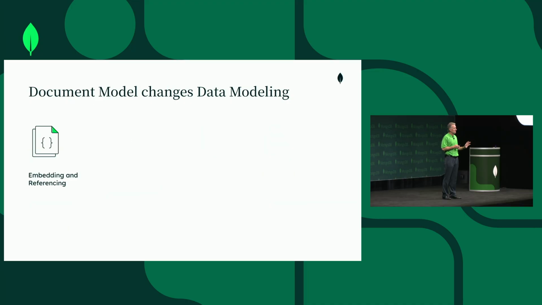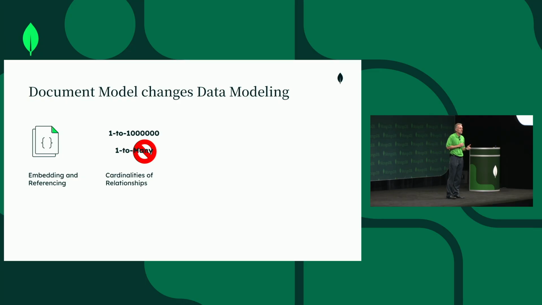So when targeting MongoDB, you model using the document model. The document model is JSON-like. It provides the ability to model a relationship with embedding or referencing. We always get these 2 choices. So we'll talk about that a little bit later.